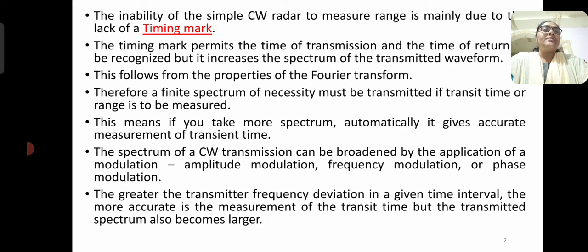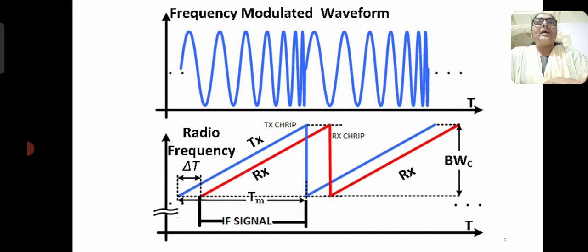The spectrum of CW transmission can be broadened by the application of modulation: amplitude modulation, frequency modulation, or phase modulation. So here we are modifying the CW radar by applying the frequency modulation technique. The greater the transmitting frequency deviation in a given time interval, the more accurate is the measurement of the transit time, but the transmitted spectrum also becomes larger.